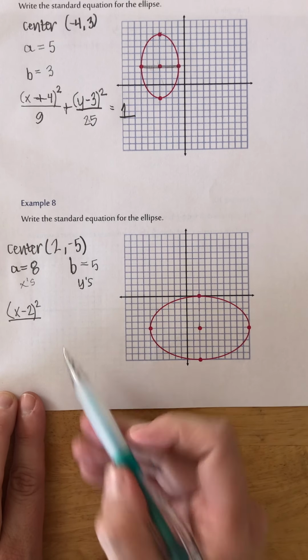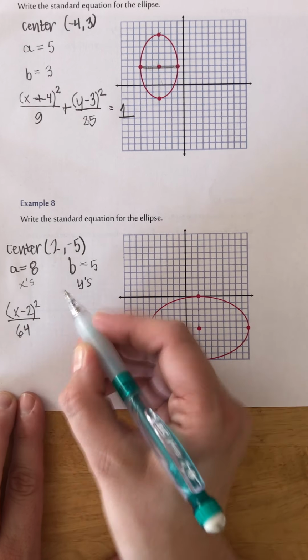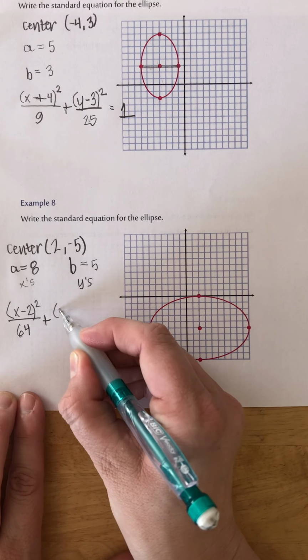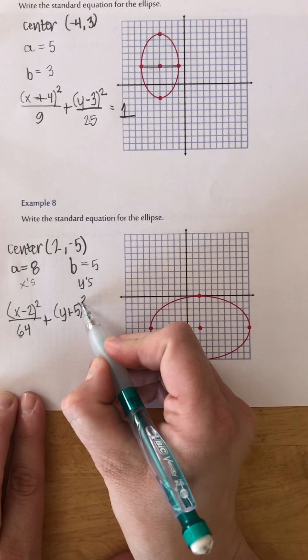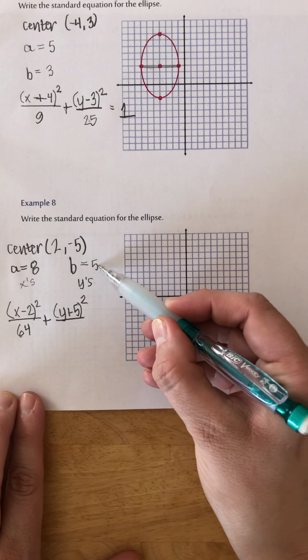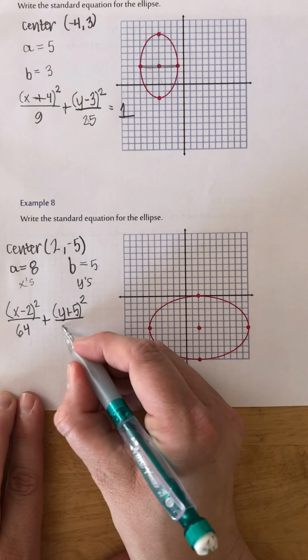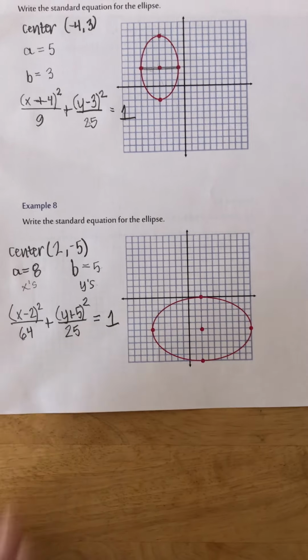I've already determined that the x is going to go with the a, so I'm going to put that over a squared, which is 64. Then I'm going to have y plus 5. Remember, I'm doing the opposite of what I see. Squared over, I've already determined that the y's go with the b, and so if b is 5, that's going to be over 25, and we're going to set that equal to 1. All right, we are almost done.